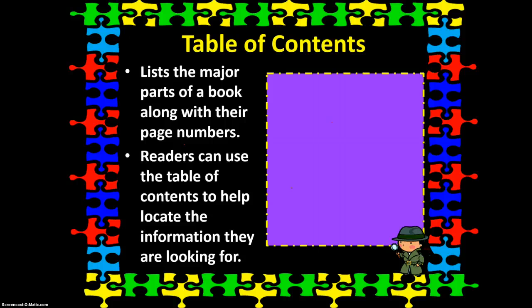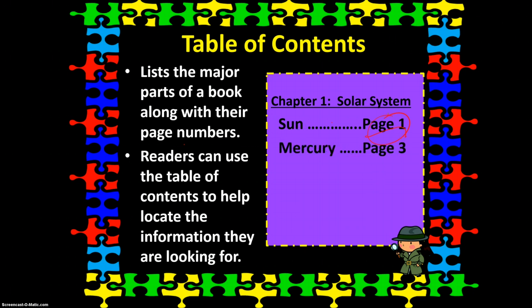Instead of having to flip through the whole book, we can turn to the table of contents and see, oh, look, chapter 1's on the solar system. And I want to learn a little bit about the sun, so I'm going to look over at page 1. Mercury's on page 3. Venus is on page 7. And Earth is on page 10. So I know that chapter 1 starts the solar system, and the different parts of the solar system have different pages. So looking at that, I know where to look.